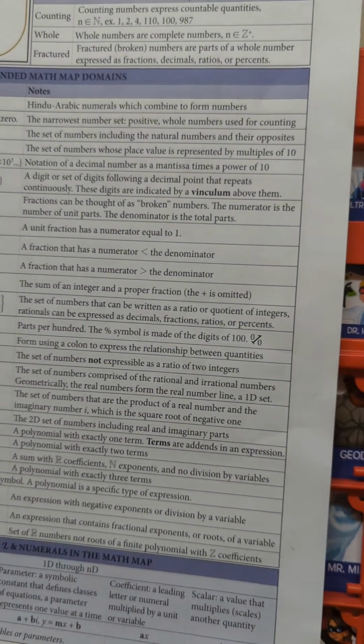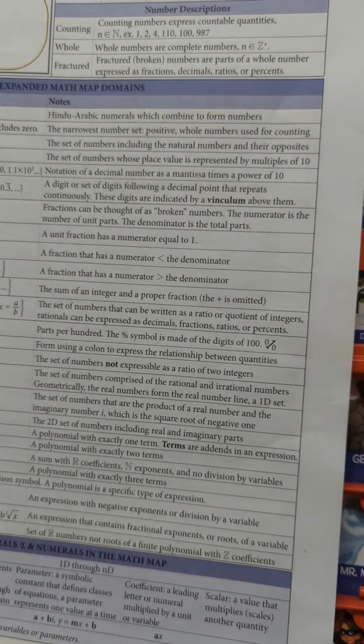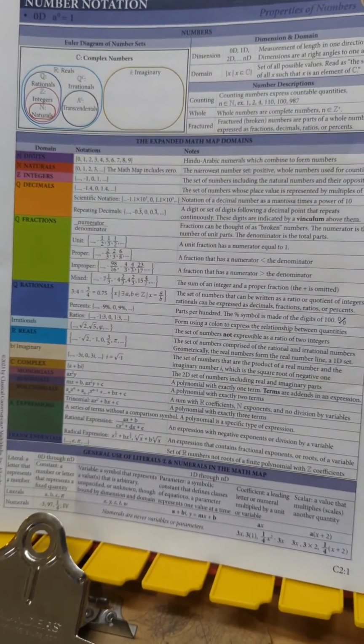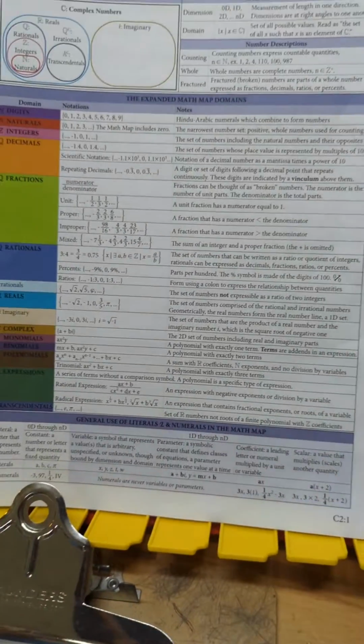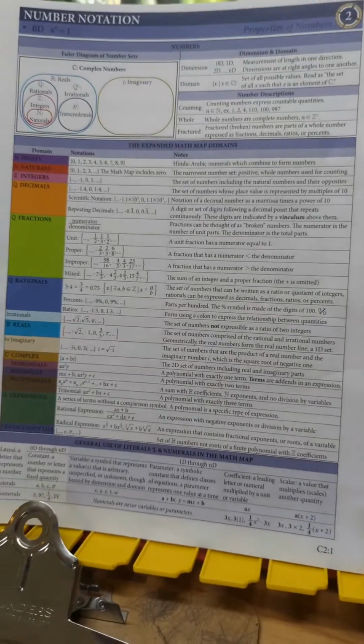Fractions can be thought of as broken numbers. The numerator is the number of unit parts. The denominator is the total parts. Yeah. So do you understand what that means? Yeah, we've got a good idea about numerators and denominators. What about something on here that we're not so familiar with?